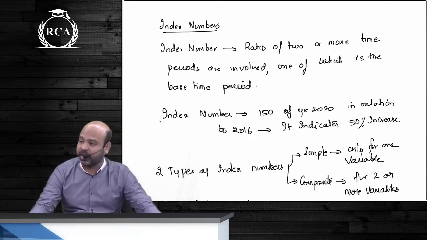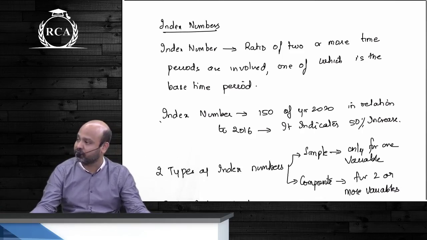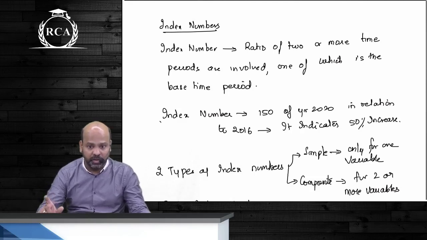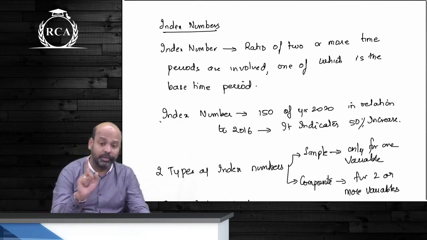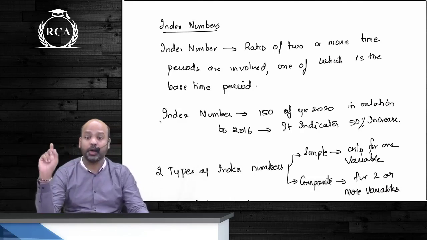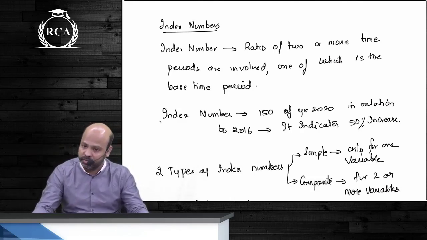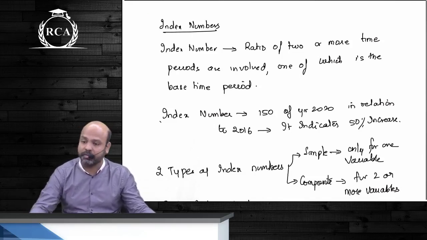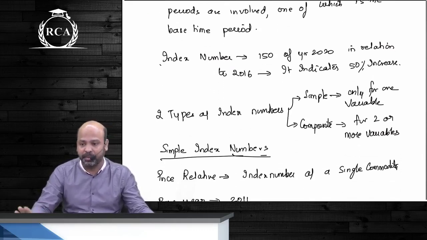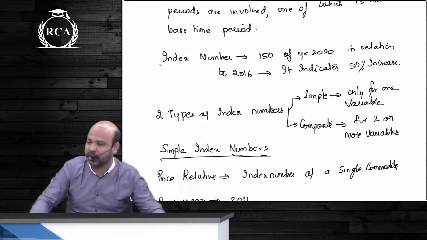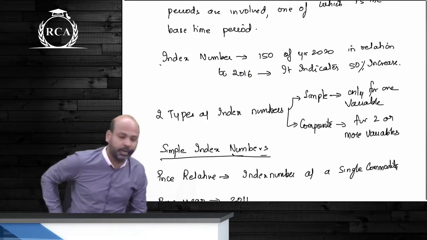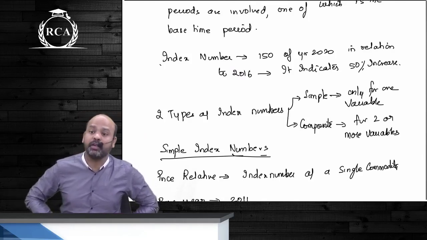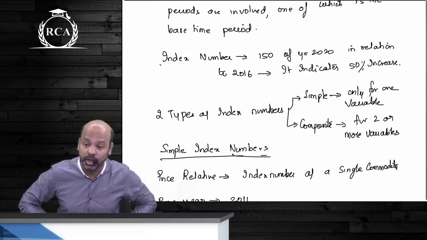Before constructing index numbers for a group of commodities, you've learned the concept of a relative. The word relative is used when you compute an index number for a single commodity. It can be a price relative, a quantity relative, or a value relative. Price relative is the price of the current year divided by the price of the base year multiplied by 100. Quantity relative is the quantity of the current year divided by the quantity of the base year into 100. Same way, value relative. As long as the calculations are being made for one year, you will use the word relative.